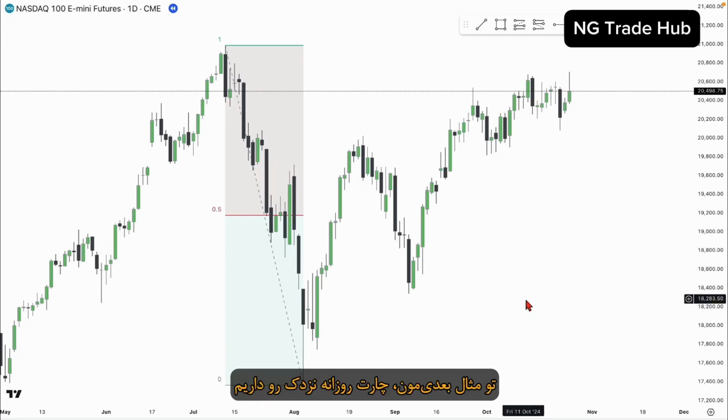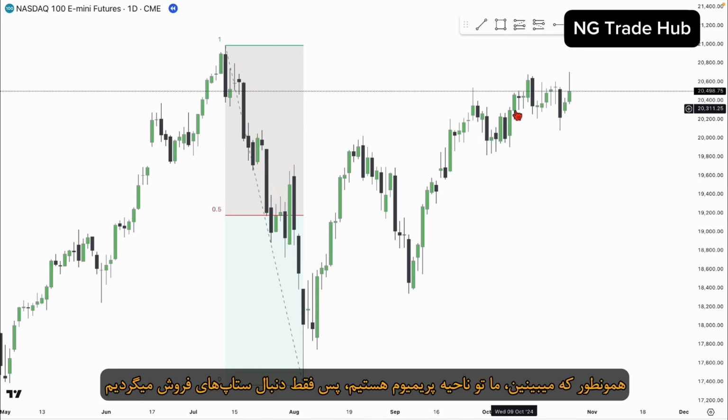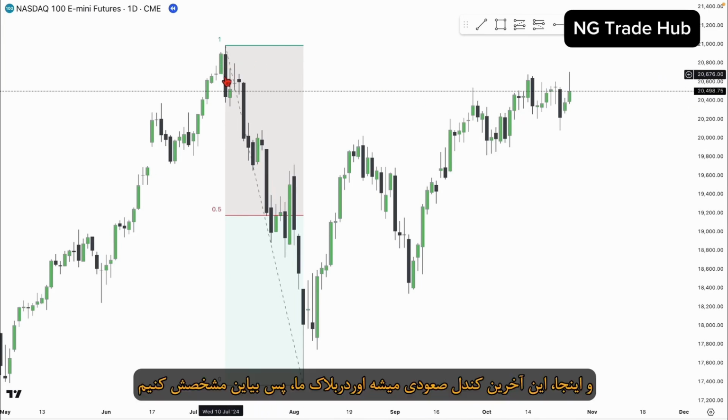In our next example, we have Nasdaq daily chart. As you can see, we are in the premium zone, so we will only look for short setups. And here, this last up-close candle will be our order block, so let's mark it.